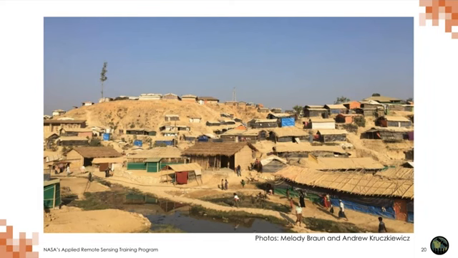I should also note that this is just one of many refugee camps in Cox's Bazar. This is a picture from Kutupalong, also known as the mega camp, where I believe approximately 700,000 or 800,000 refugees live. But there are many other refugee camps that look very different from here that we'll also talk about a bit later.